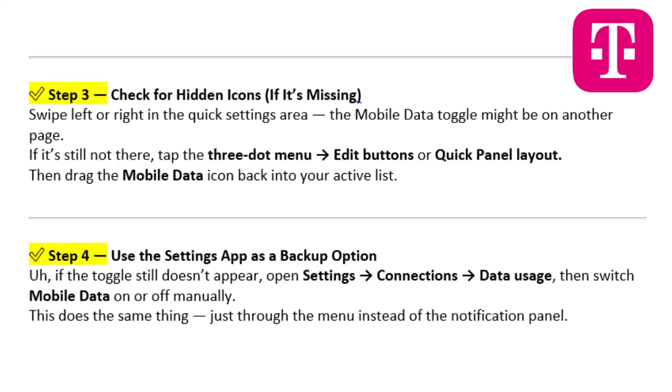Step 4. Use the Settings app as a backup option. If the toggle still doesn't appear, open Settings, Connections, Data Usage, then switch mobile data on or off manually. This does the same thing, just through the menu instead of the notification panel.